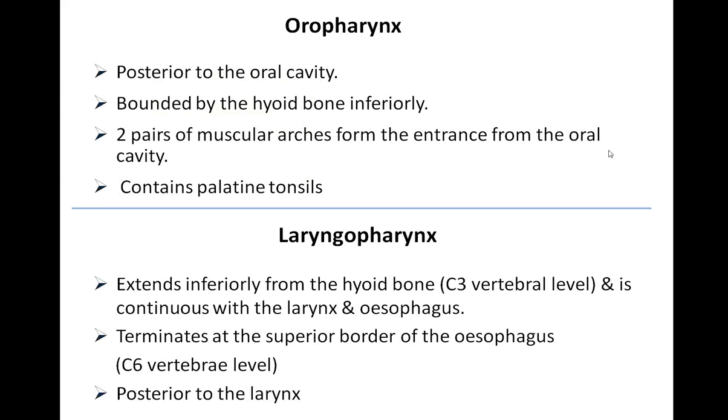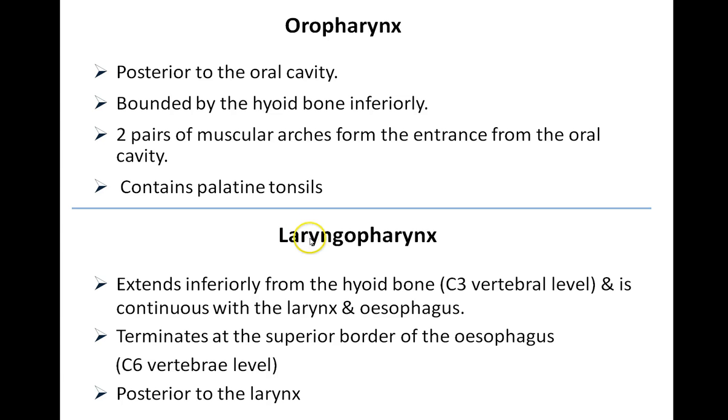The next region of the pharynx is the oropharynx, inferior to the nasopharynx. It's posterior to the oral cavity, and inferiorly it's marked by the hyoid bone. So the level of the hyoid bone marks the level at which the oropharynx stops. There are 2 pairs of muscular arches that form the entrance from the oral cavity into this structure. It also contains tonsils, the palatine tonsils.